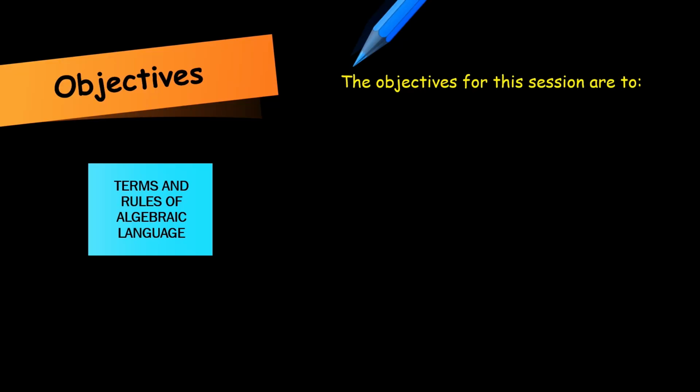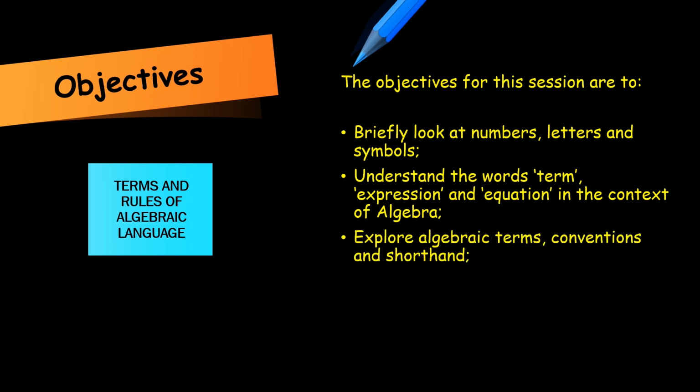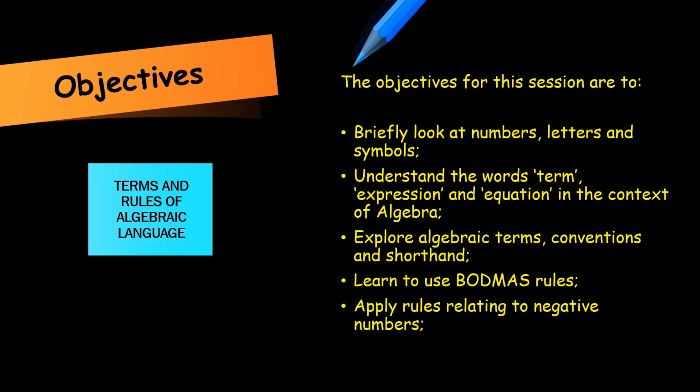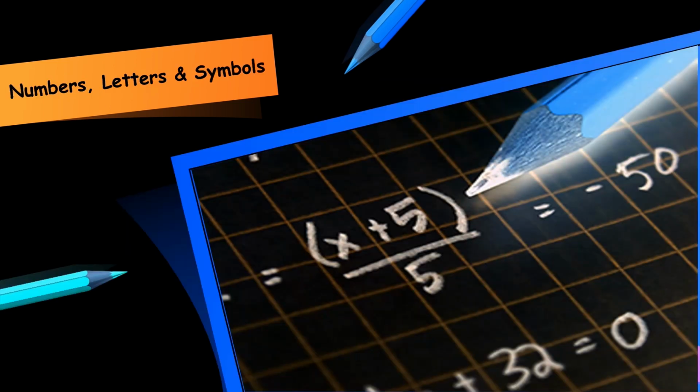The objectives for this session are to briefly look at numbers, letters and symbols, understand the words term, expression and equation in the context of algebra, explore algebraic terms, conventions and shorthand, learn to use the BODMAS rules, apply rules relating to negative numbers, and understand and apply the commutative, associative, and distributive laws. We will begin by taking a look at numbers, letters, and symbols.